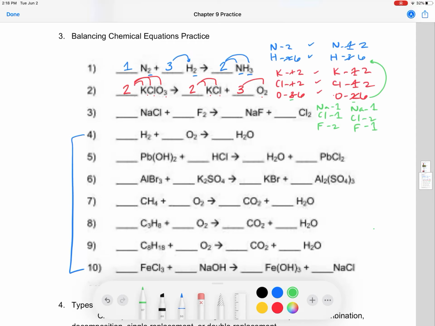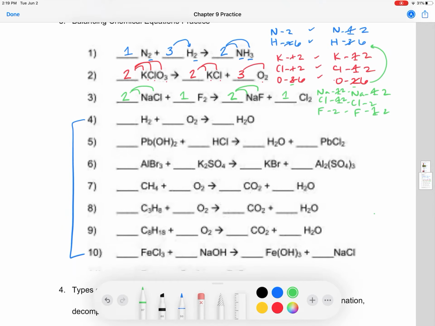Okay, so hopefully you're starting to see the rhythm in counting these. Now I have 2 fluorines, 2 chlorines on one side, but only 1 on the other. So if I put a 2 in front of the sodium chloride, now I have 2 sodiums, 2 chlorines. If I then go out to balance the other side, 2 sodiums, 2 fluorines, now I have 2, 2, and 2, which makes my equation balanced. Okay? So practice the other 7. You need to have them complete before you submit your assignment.